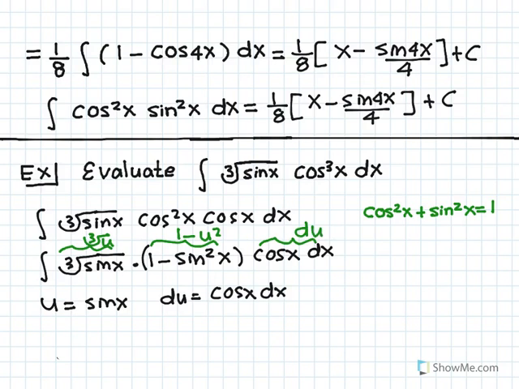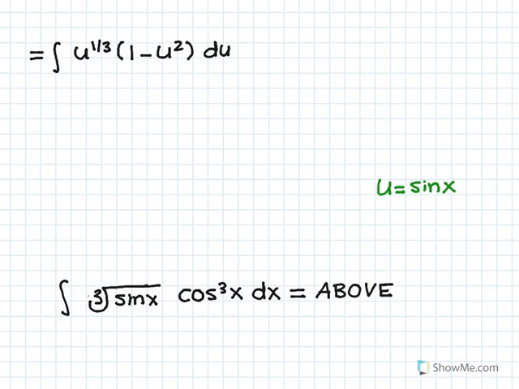So the whole integral has been transformed by the substitution technique to something that involves u, and it will be easy to solve. So we have the integral of u to the 1/3 times 1 minus u squared du. All right, so what we have is the integral of u to the 1/3 times 1 minus u squared du.